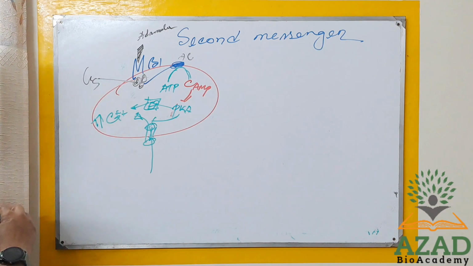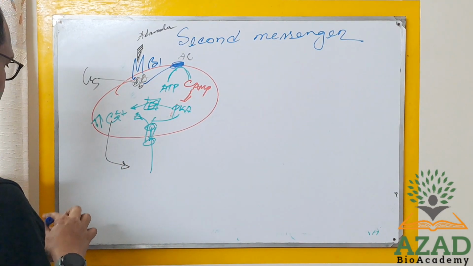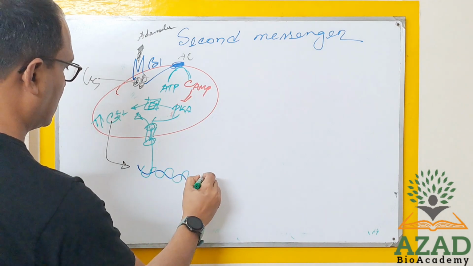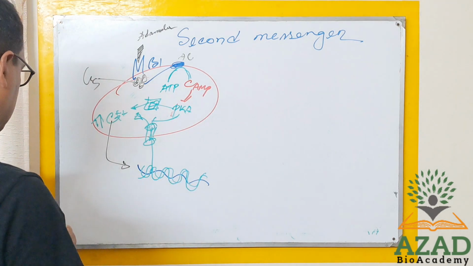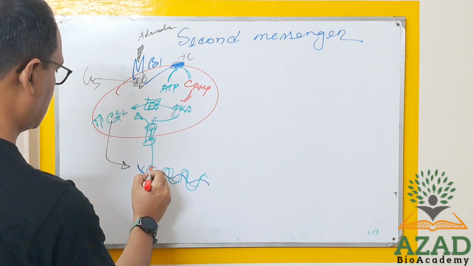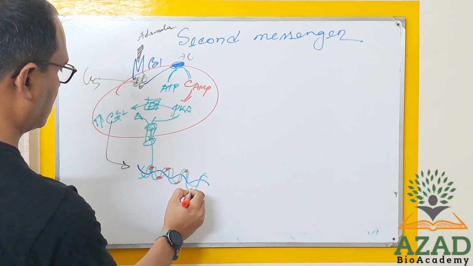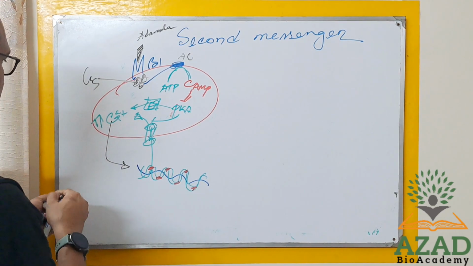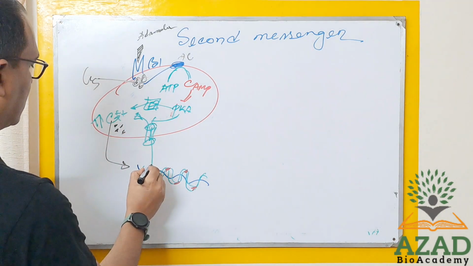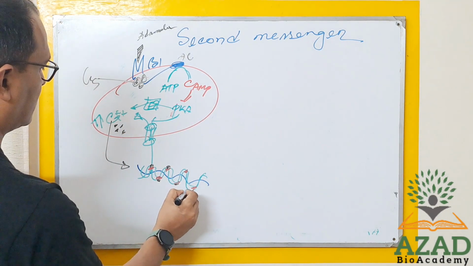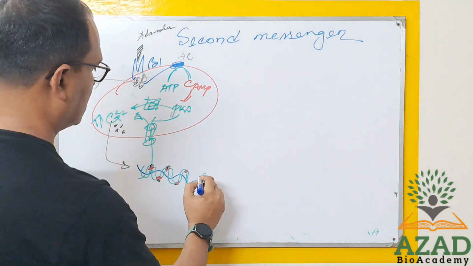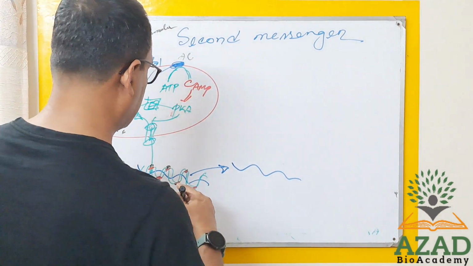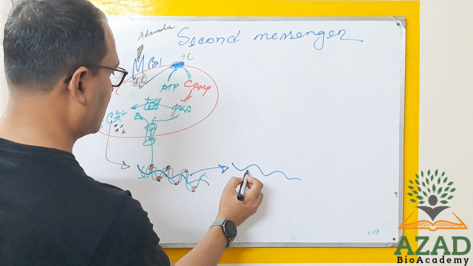Then what will happen? The excess calcium will bind. How? Suppose this is the actin, this is your tropomyosin, and we can think this is troponin, a calcium binding protein. So calcium will bind with the troponin. Then it will twist and make the actin free. The actin binding site will be free.